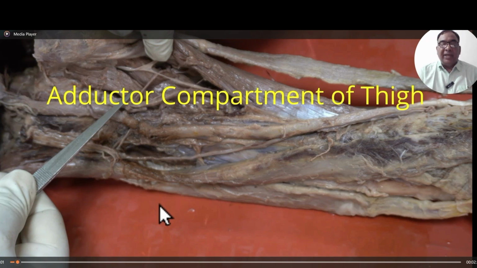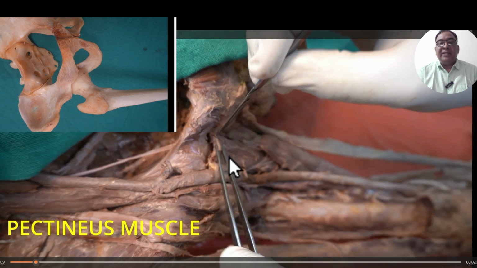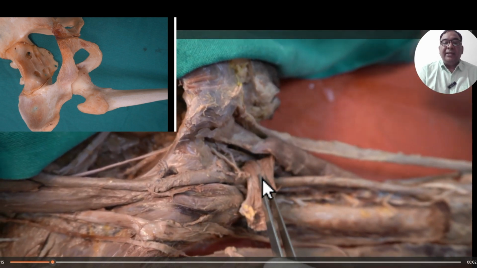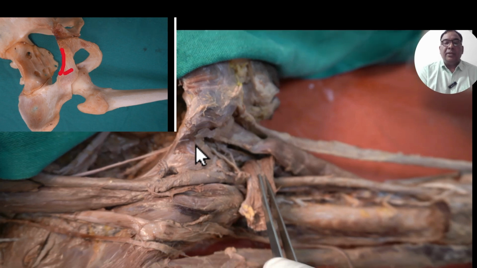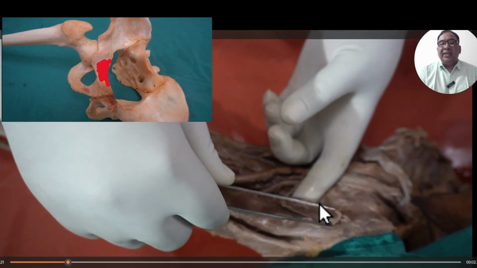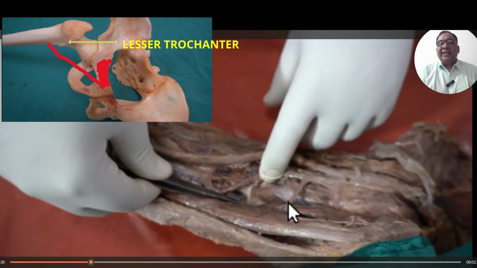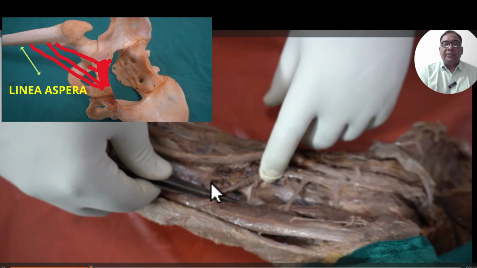Adductor compartment of thigh has got 5 muscles. First, we will study about pectineus muscle. Pectineus muscle is a quadrilateral muscle and it takes origin from pecten pubis and pectineal surface of superior ramus of pubis. Here you can see this is pectineus muscle. This is site of origin. And inferiorly it is inserted at the line extending from lesser trochanter to upper part of linea aspera.